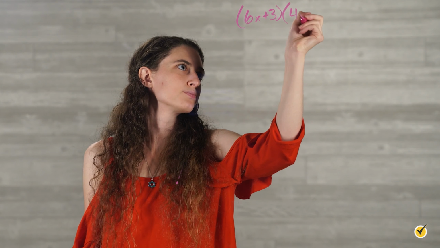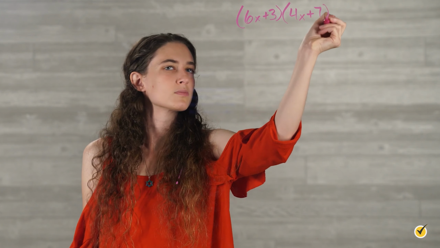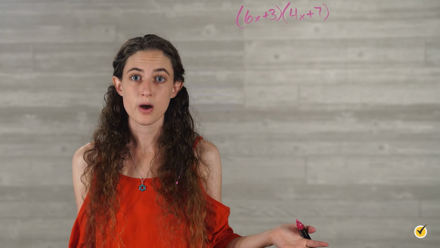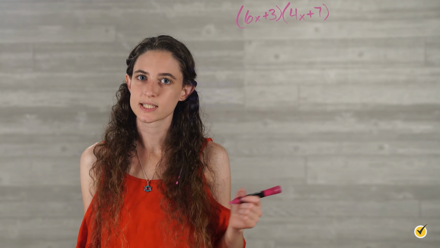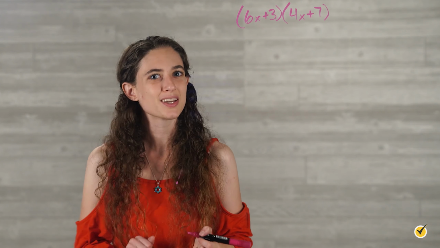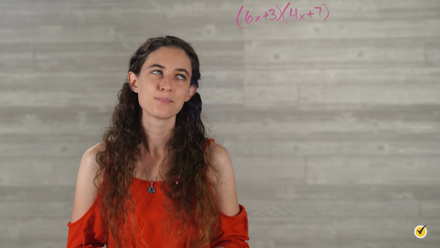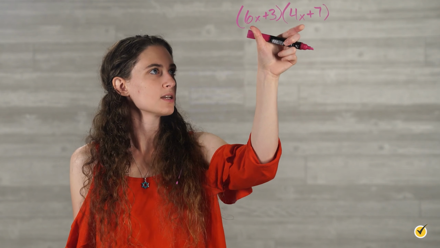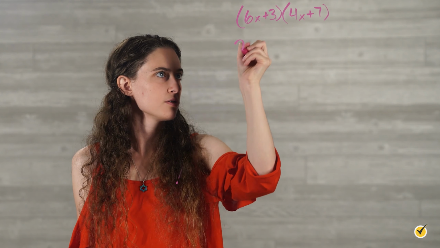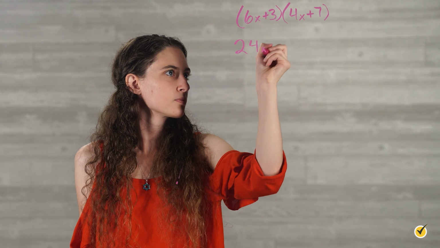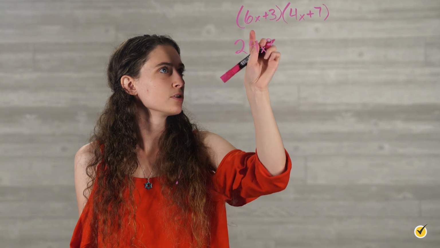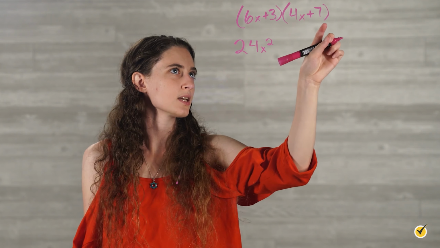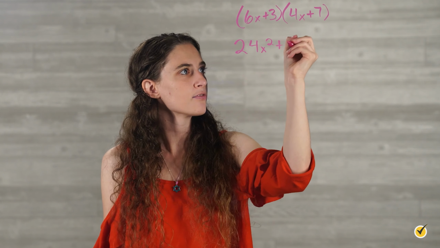6x plus 3 times 4x plus 7. Notice that this problem has the variable x and the terms 6x and 4x. Even so, we can apply the FOIL method to multiply. So we're going to start by multiplying our first terms together. 6x times 4x is 24x squared. Then we're going to multiply our outer terms. 6x times 7 is 42x, so we'll add 42x.